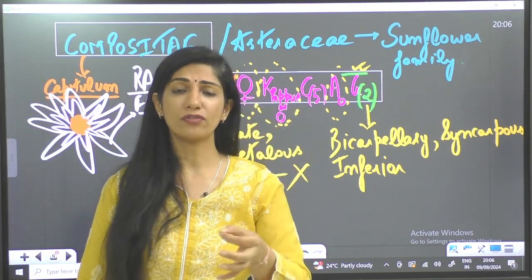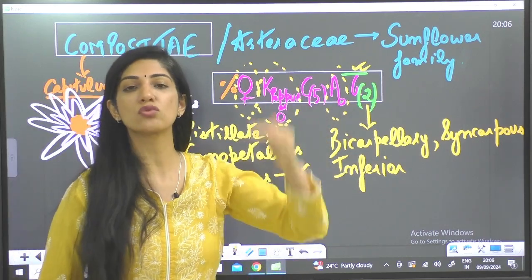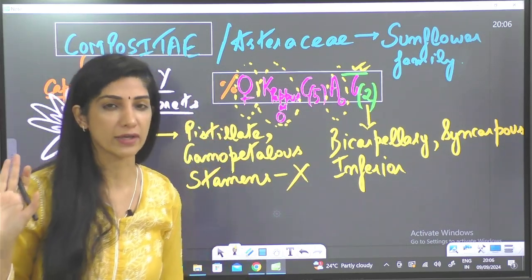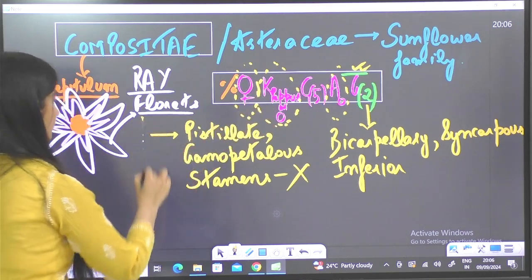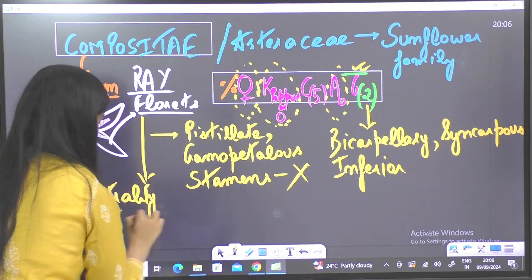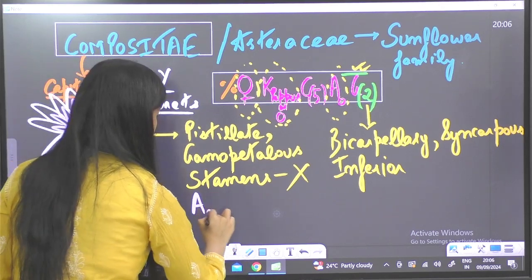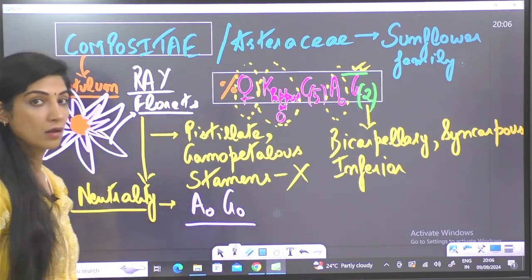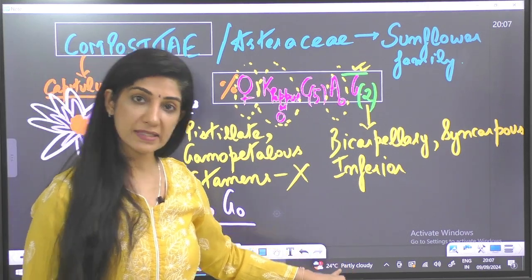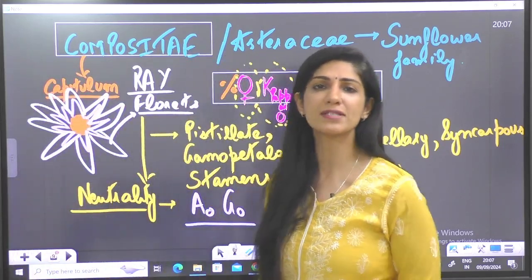Very rarely ray florets will be bisexual. And if that is the case, all the stamens are fused throughout the length. They can be neutral also. Whatever has to happen, it will happen in ray florets. If they are neutral, what do you understand by neutrality? They have no sex, no gender. In case of neutrality, children, you will have A0 and G0. Is that clear to everybody? G will become 0 and what will be their function? They will just trap insects for pollination.